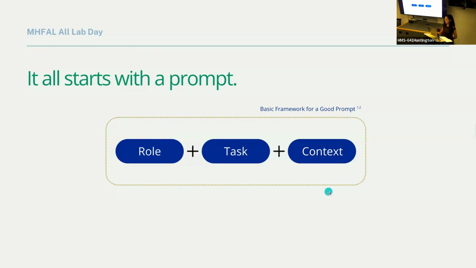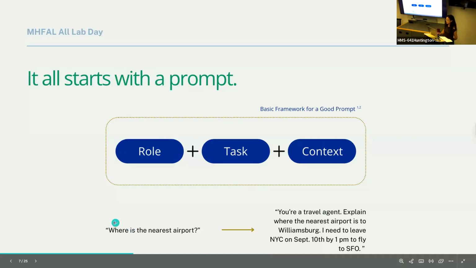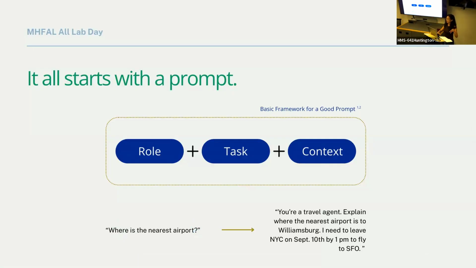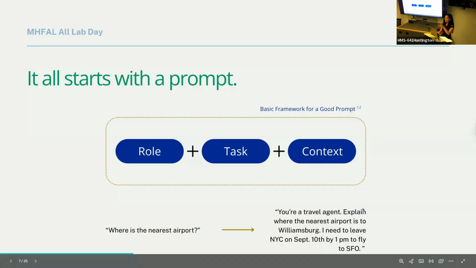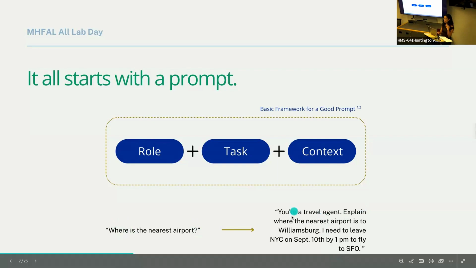So instead of saying, for example, where is the nearest airport? You would say, explain where the nearest airport is to Williamsburg. So it's more of a command than a question. You shouldn't ask questions because the term "where" and the question mark are going to be categorized into different types of thinking, whereas a statement is easier for the chatbot to categorize and understand.